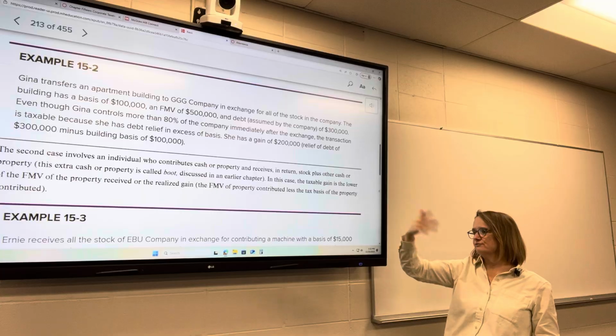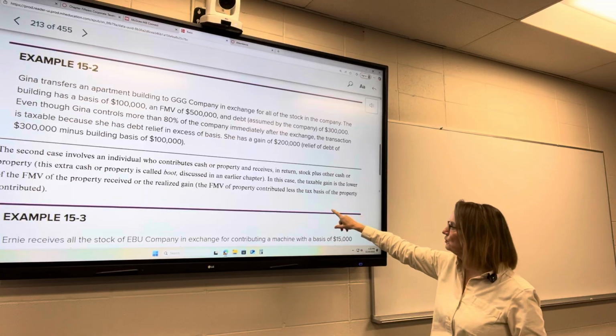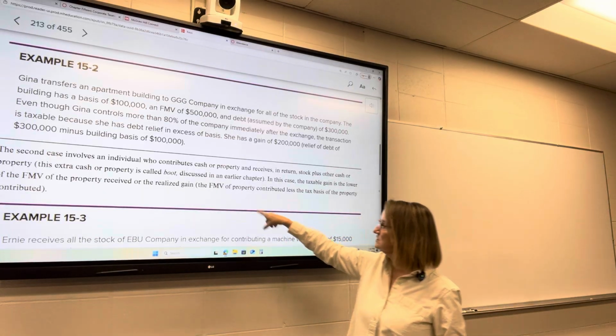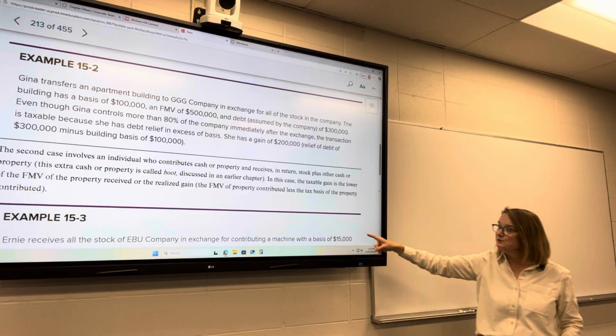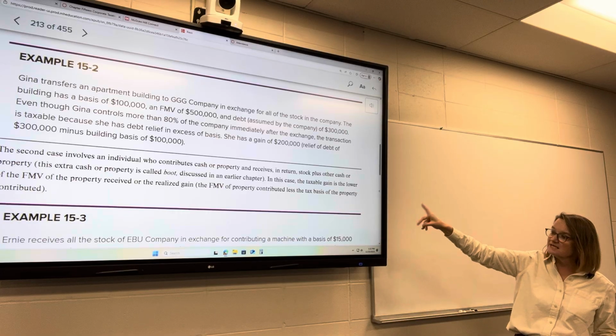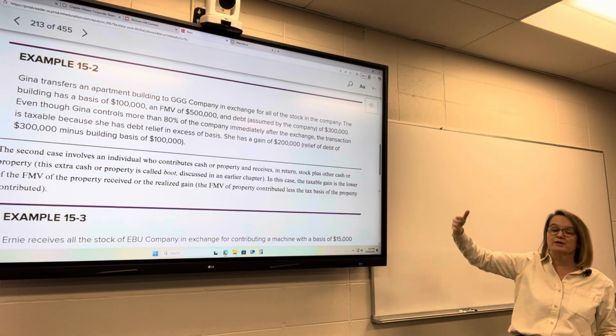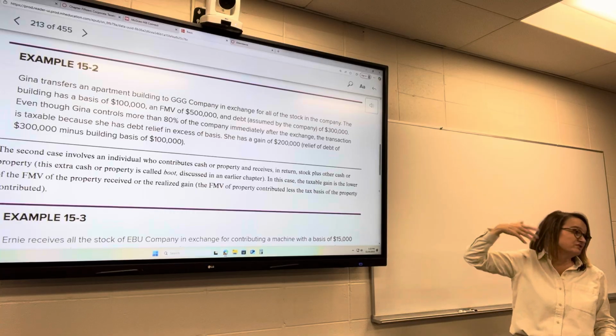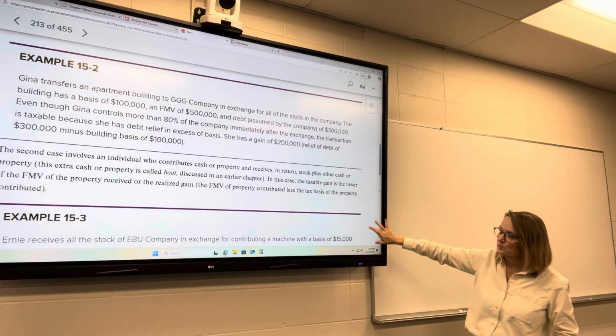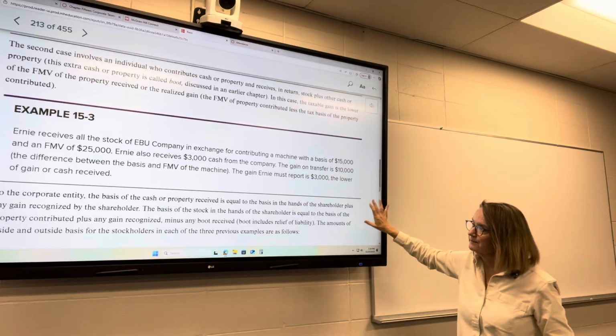That's $10,000 fair market value. Or the realized gain, which is the fair market value of the property contributed less the tax basis of the property contributed. So the gain that would have been recognized if they just out and out sold it. So an example of that, we've got Ernie.